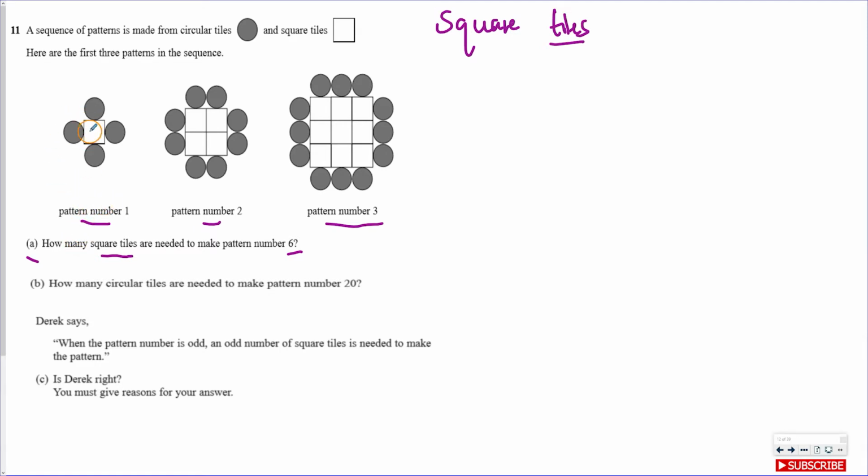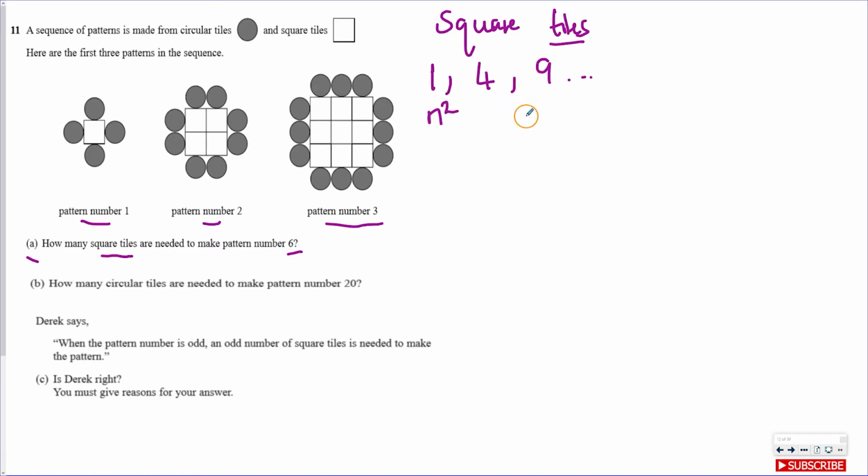So for pattern 1, we have 1 square tile. For pattern number 2, we have 4 square tiles. And for pattern number 3, we have 9 square tiles. So what's going on here? Well, what sort of numbers are they? They are square numbers. So that means the rule for this is n squared. For the first pattern, when n is equal to 1, 1 squared is 1. When n equals 2, 2 squared gives you 4. When n is equal to 3, 3 squared is 9.